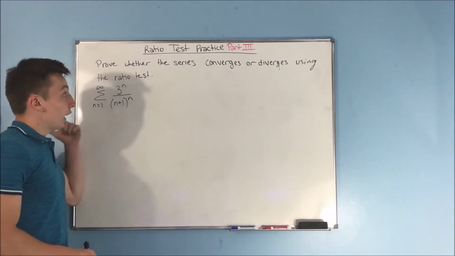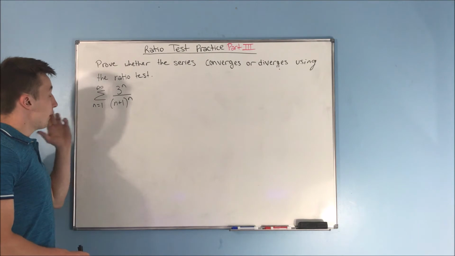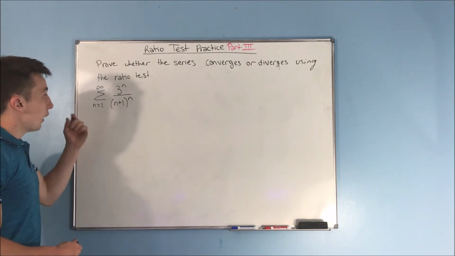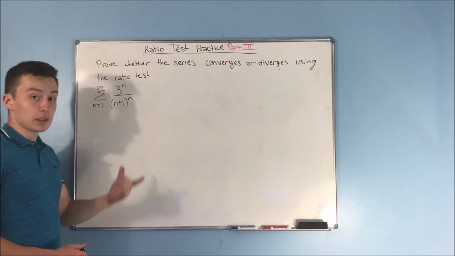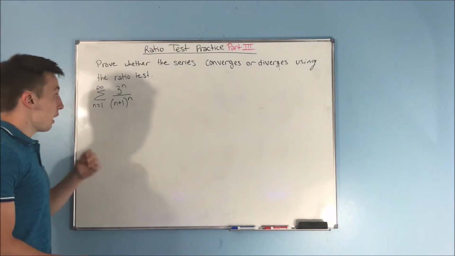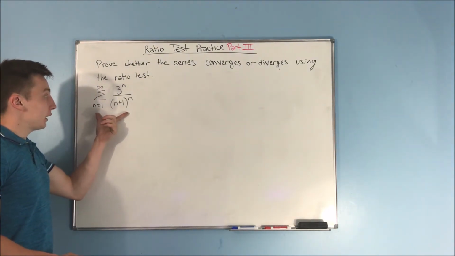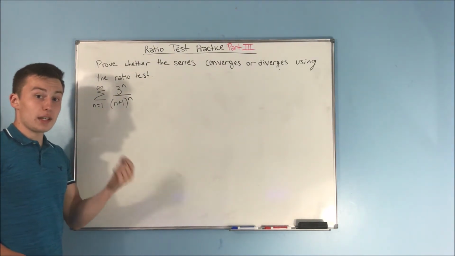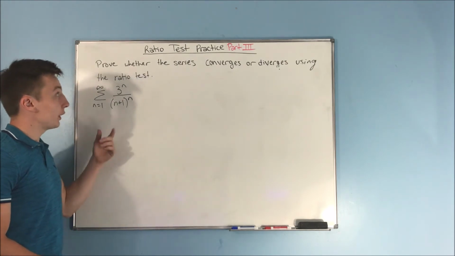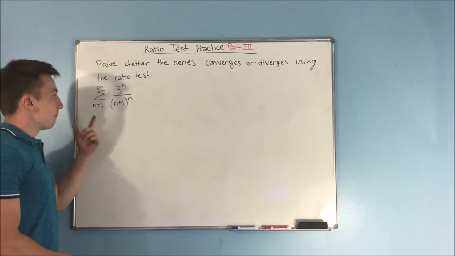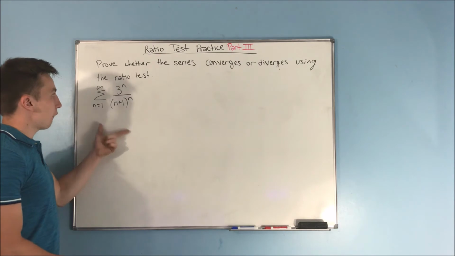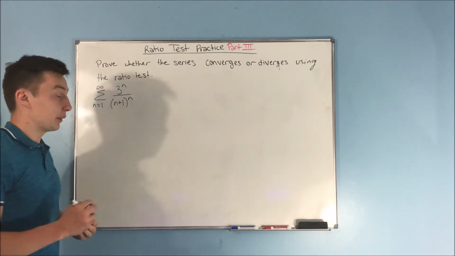Alright, so we have our last problem here. We have the sum from n equals 1 to infinity of 3 to the n over (n plus 1) to the n power. Now, you'll see here that this will actually be a little bit easier with the next test that we're going to be doing called the root test, okay? But never mind that for now. We've got to solve this using the ratio test.